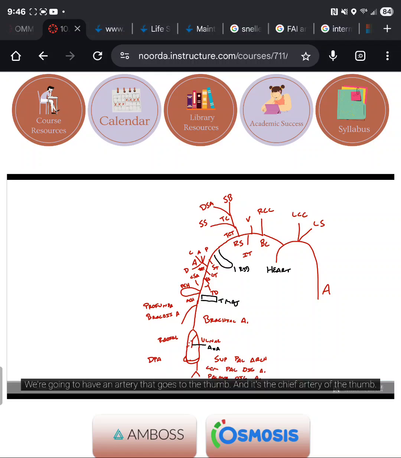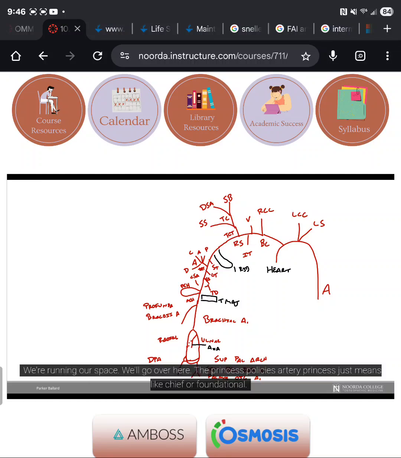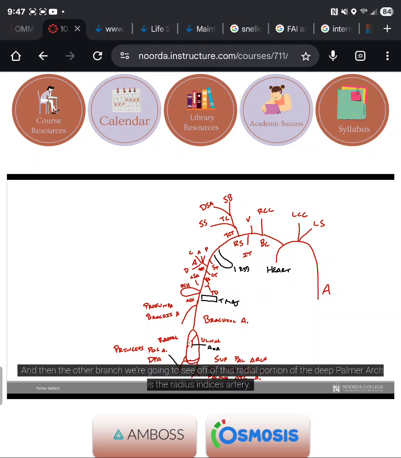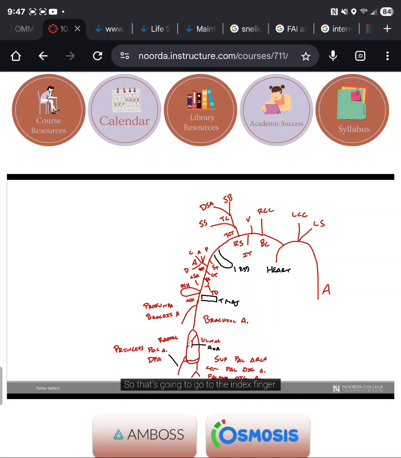Off of that deep palmar arch, we're going to have an artery that goes to the thumb, and it's the chief artery of the thumb. So we give it kind of a funny name. It is the, maybe we'll draw it, we're running out of space, we'll go over here. The princeps pollicis artery. Princeps just means like chief or foundational, so it's the main artery to the thumb, so we call it the princeps pollicis artery. It's a little far away, so we'll give it a little line. And then the other branch we're going to see off of this radial portion of the deep palmar arch is the radialis indicis artery. So that's going to go to the index finger. And again, that's the radialis indicis artery right there. And that is it for our diagram.